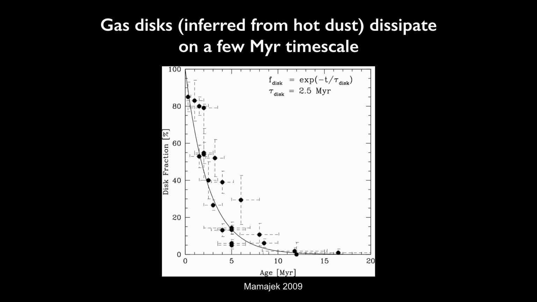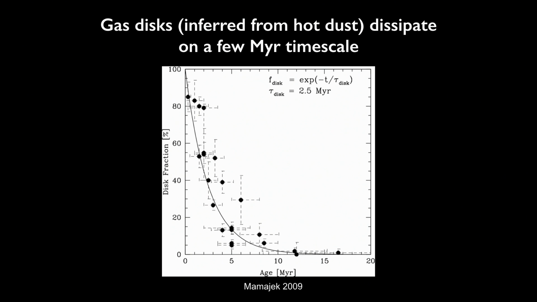What this plot shows is, each of these points is a young cluster of stars. And what's shown on the y-axis is the fraction of stars in that cluster that have disks. In very young clusters, all the stars have disks. And once you look at 10 million-year-old clusters, almost none of them do. So the time scale for the disks to go away is something like a few million years.